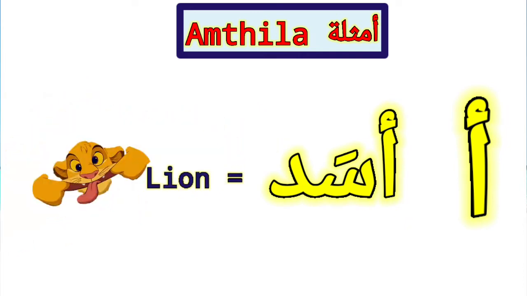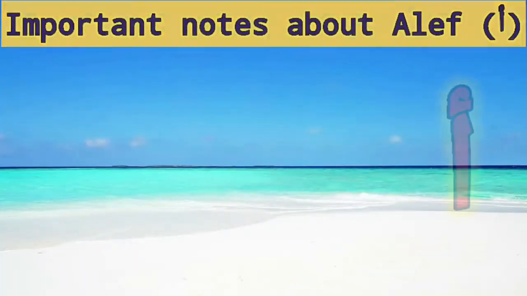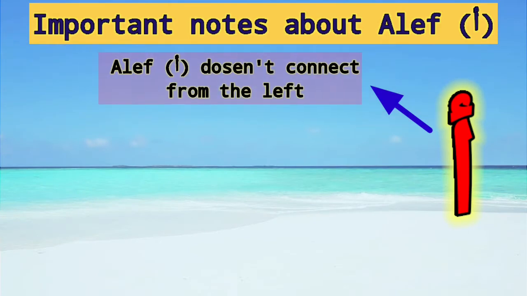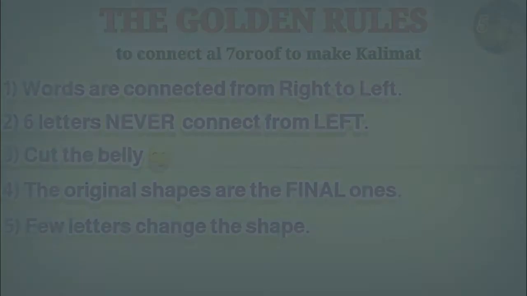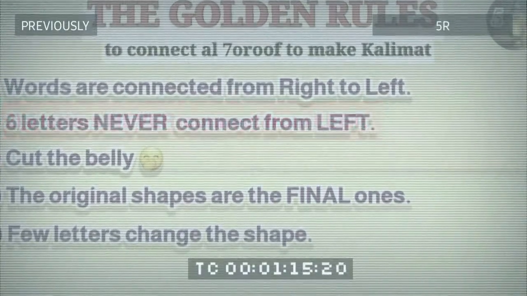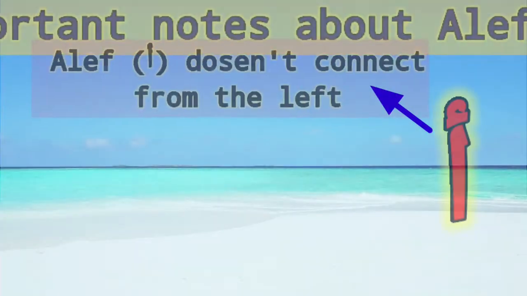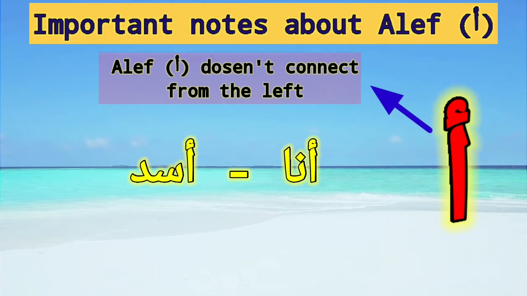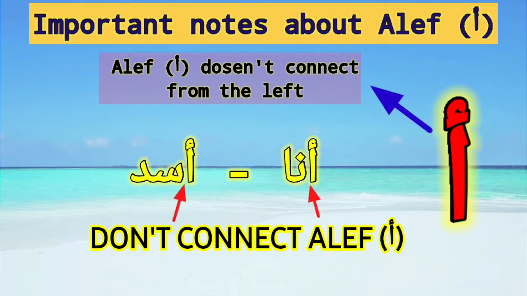طيب تمام, now I want you to listen carefully because I'm gonna tell you 3 important notes about this letter alif. The first one, maybe you noticed already, as we said in the last video, that we have 6 letters that never connect from the left, because we usually connect all the letters. So here is the important rule. Alif is our first friend from this group. Always put in your mind that we never connect it from the left. We have to leave a little space and then we connect the other letters.